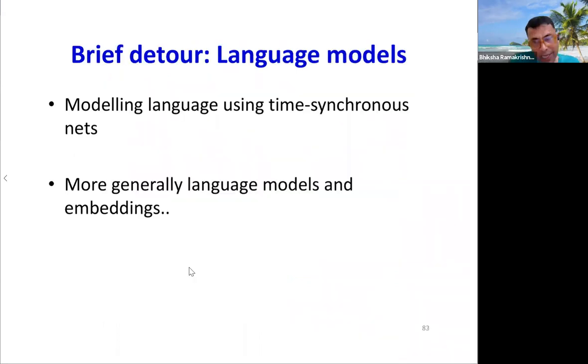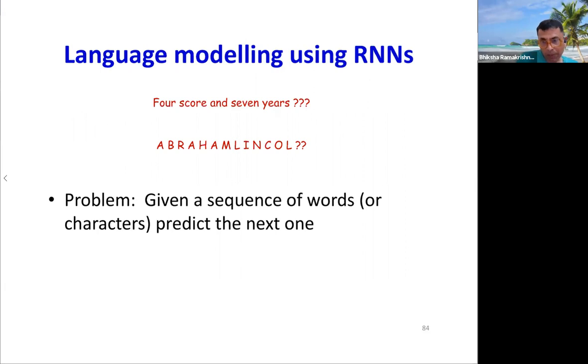Now, I'm going to take a slight detour into a related problem here, language modeling. How to model the language with time synchronous nets, or more generally, how to model language. Consider this general problem. Four score and seven years. What's the next word? Anyone who's familiar with American history is going to say the next word is ago. Or if I have this character sequence, ABRAHAMLINCOL, I ask you what's the next character, you will immediately be able to tell me the next character is N. But now I want a recurrent neural network to do this.